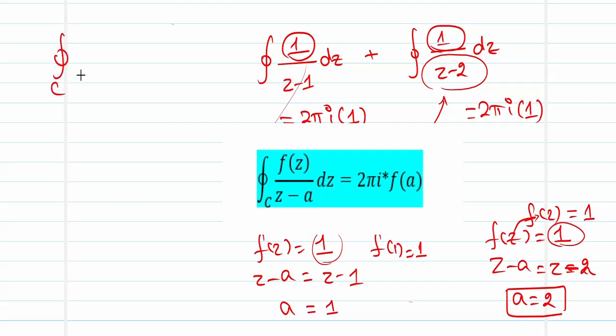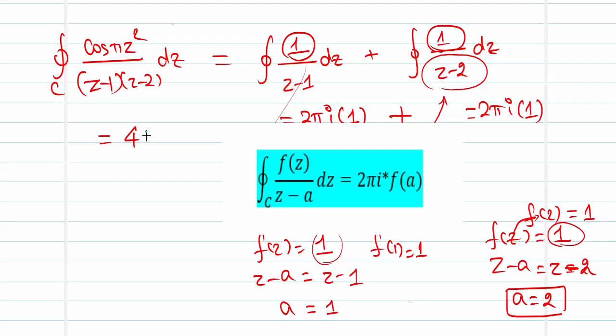Hence the integral over C of cos(πz²) by (z − 1)(z − 2) dz, which was split into partial fractions and got as 1 by (z − 1) dz plus 1 by (z − 2) dz, takes the value 2πi times 1 plus 2πi times 1. So the final value is going to be 4πi. Keep in mind, whenever you have factors in product in the denominator, use the partial fraction method to split them into single factors so that you can apply the Cauchy integral formula. Thank you.